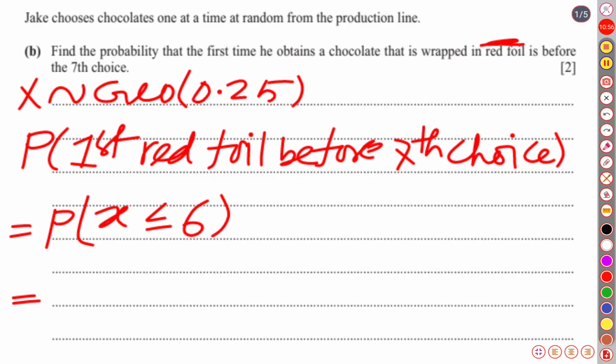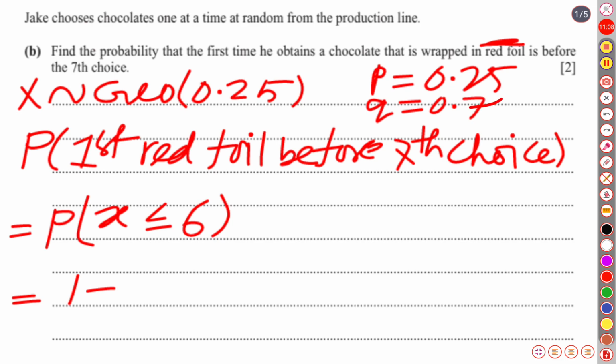So what is the formula we can apply? We know p was 0.25, hence our q is going to be 0.75. That means non-red. The probability of a chocolate being non-red is 0.75. So our formula is 1 minus 0.75 raised to 6.